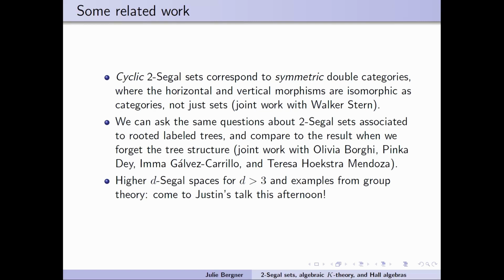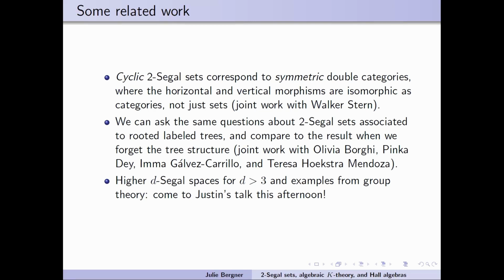If you have a tree, you can forget it's a tree and remember it's a graph. You get a two Segal set from it as a tree, and then you get a two Segal set from it as a graph, and one sits inside the other. So it gives an example of sub two Segal sets, which is kind of fun.